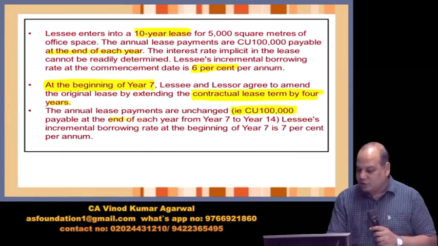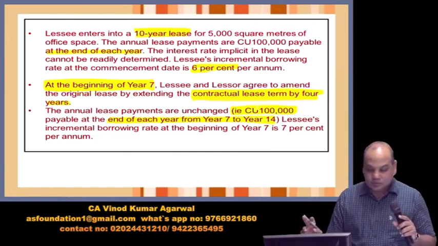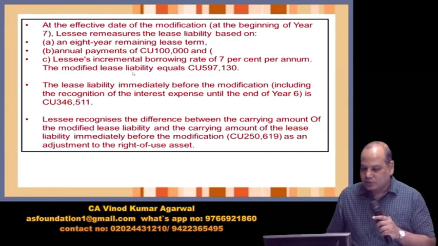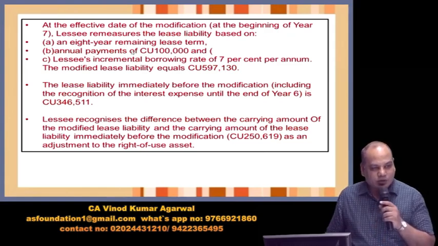Payable at the end of each year from 7 to 14. Lessee's incremental borrowing rate is now 7%. So 3 figures we have to remember. We have to find what will be the cash flow. So cash flow will be 1 lakh per annum only. What will be the number of years? 8 now. 8 years are remaining. And what will be the discount rate now? So now the discount rate will be 7%. So based on these revised figures, you have to do the calculation.